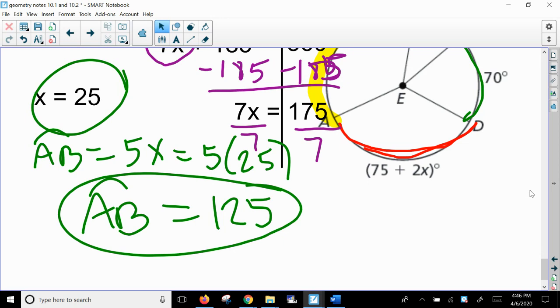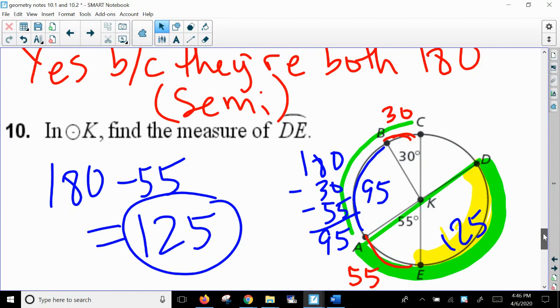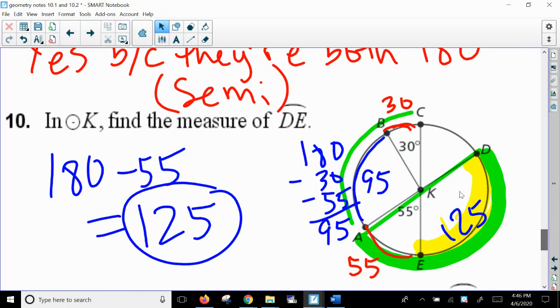Okay? So to summarize, you need to know a full circle is 360. But if you have half of a circle, because there's a diameter splitting it in half, then it's easier to just deal with half a circle and subtract from 180.